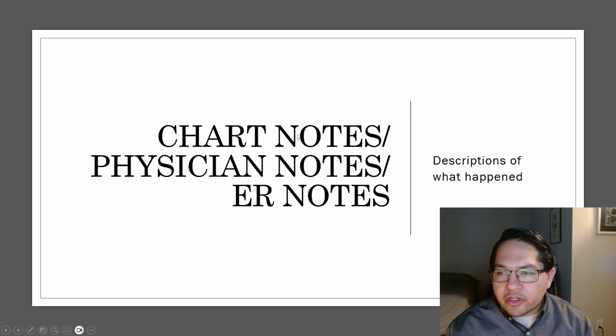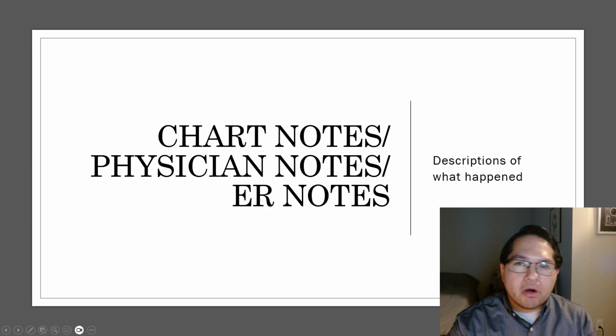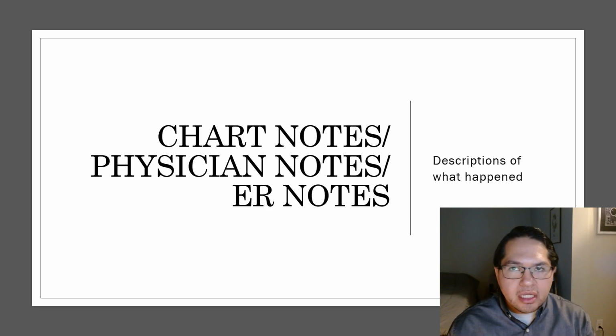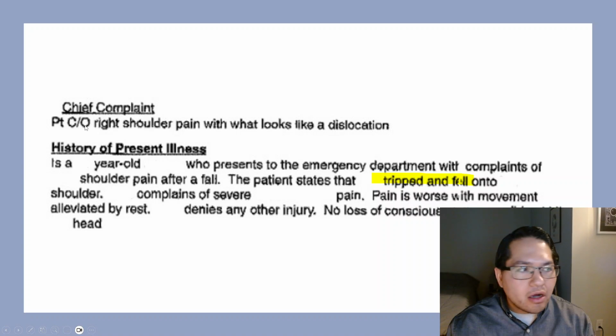Okay, so chart notes, physician notes, and ER notes. These are descriptions of what happened. A lot of the claims that I help people with are smaller claims, not so much hospital visits, surgeries, or bone breaks, but like if you slipped and fell and went to see a physician, and they did an x-ray. Something small, maybe you got a cut and a few stitches. Those things are accidents and you can claim them.